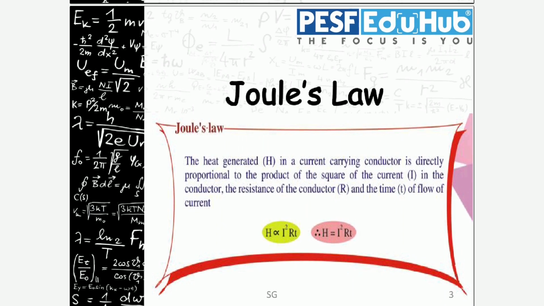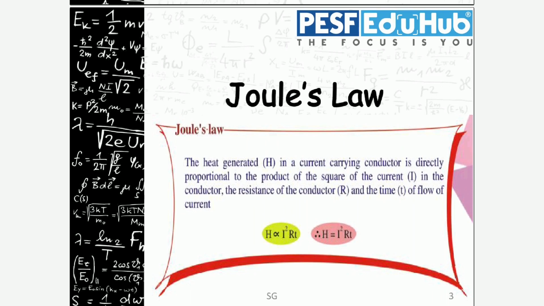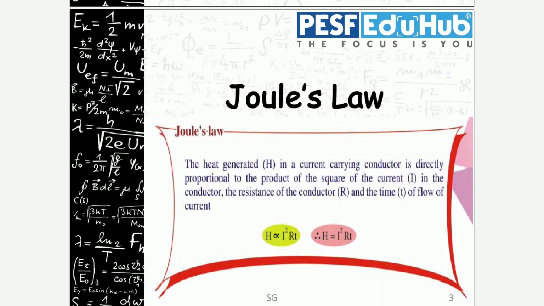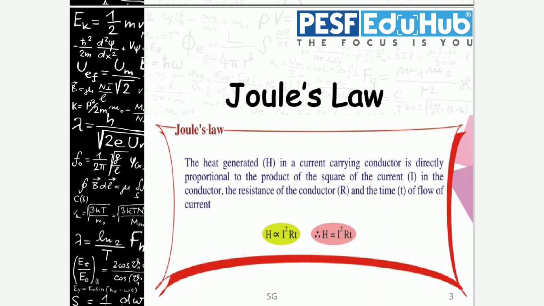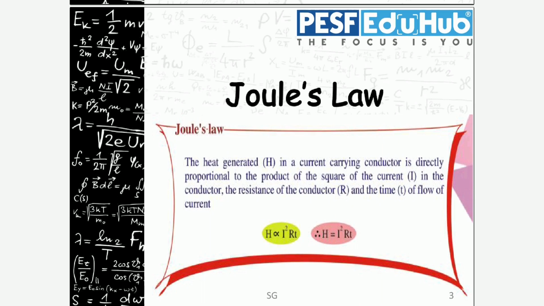So I can represent it as H proportional to I square R into T. How can we eliminate the proportionality constant? We can replace the proportionality sign with an equal sign and add a constant. Here I put the constant equal to 1. Then I get H is equal to I square R into T. It's very important. So H is equal to I square RT.